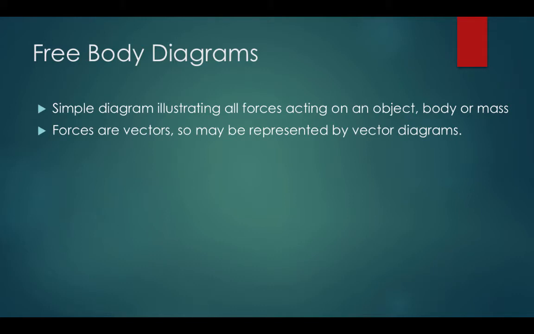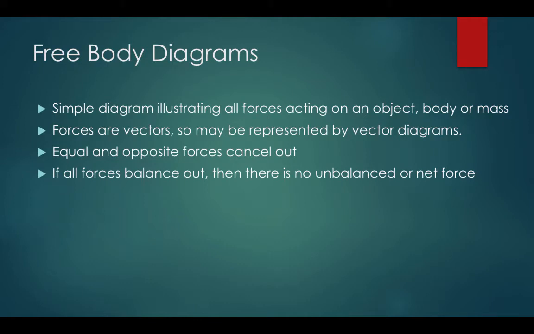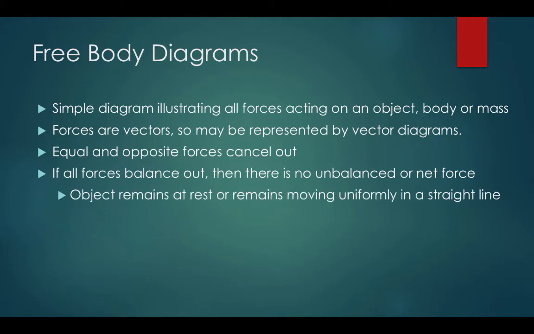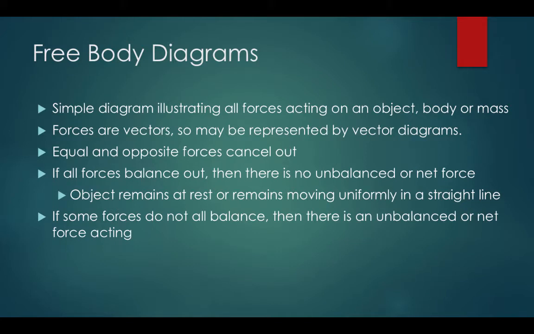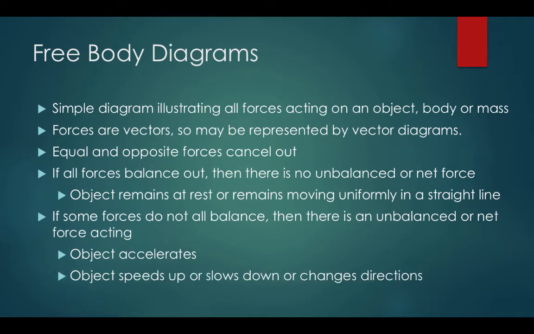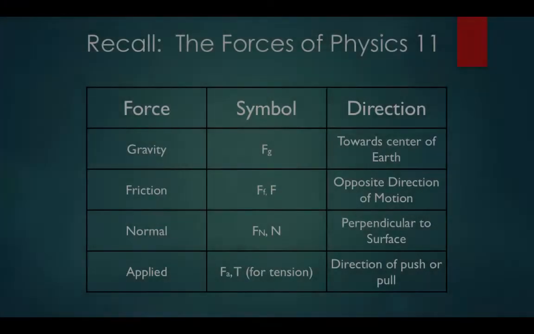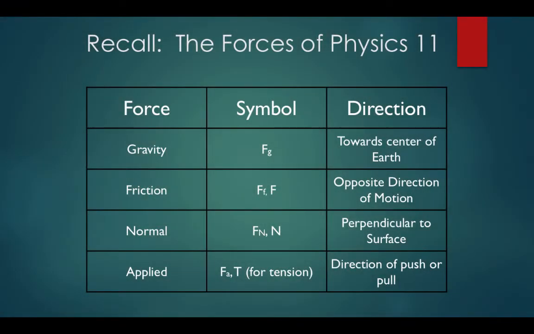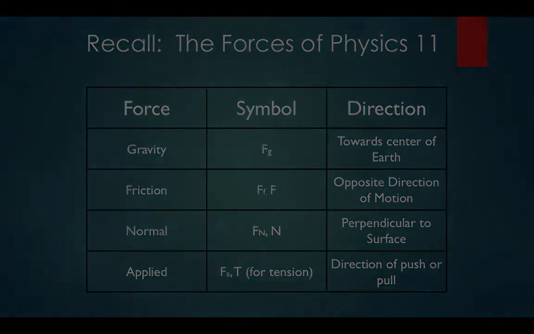Remember, forces are vectors, so equal and opposite forces will cancel one another out. If all forces balance out, then there is no unbalanced or net force. This means that the object will remain still or remain moving in a straight line at a constant speed as per Newton's first law. If the forces do not all balance out, then there is an unbalanced force or a net force, and the object will accelerate, which means it will speed up or slow down or change directions. The principal types of forces in Physics 11 are gravity, friction, normal, and applied forces.